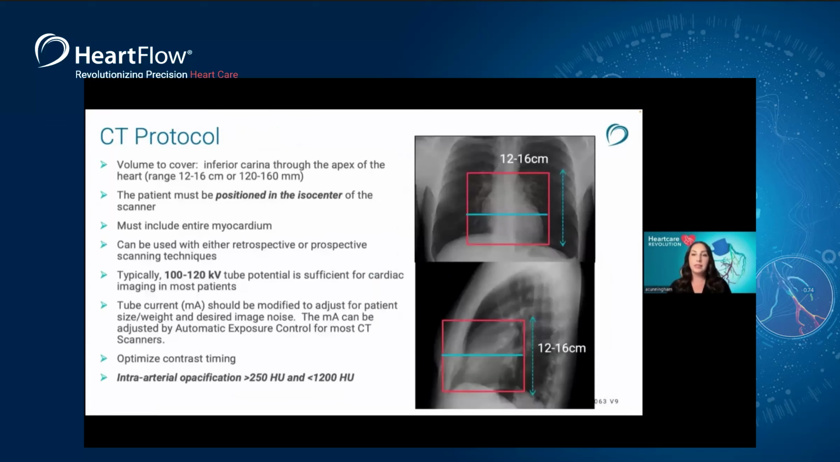According to the SCCT guidelines, the scan range should cover the whole heart from the inferior carina through the apex. This range is typically 12 to 16 centimeters in length. To ensure optimal image quality and appropriate acquisition, it's important to have correct patient and ECG lead positioning prior to the scan. The patient should be isocentered to ensure suitable dose modulation. The entire myocardium must be included in order for HeartFlow to be able to process the case.